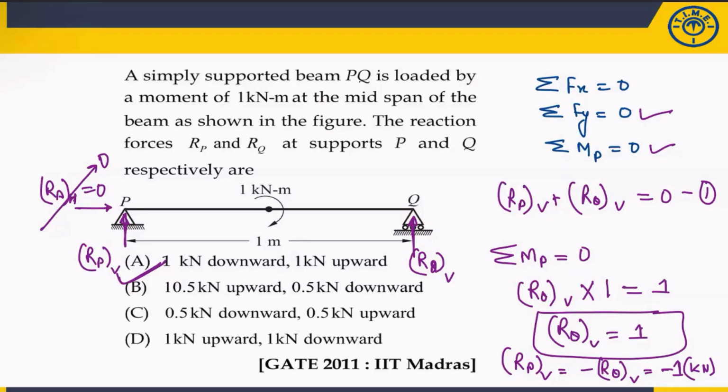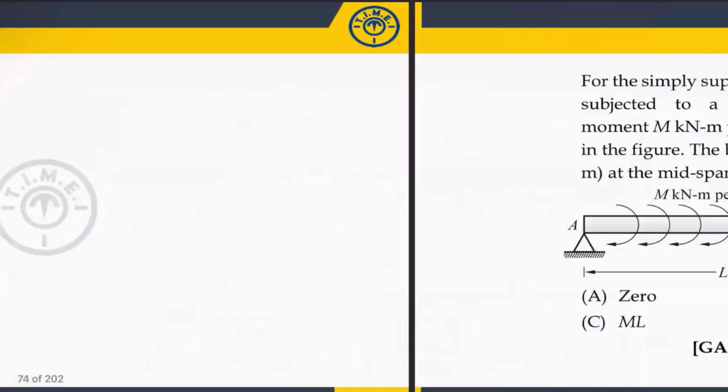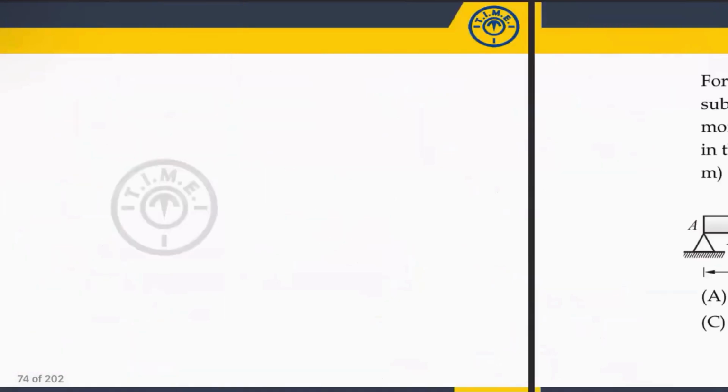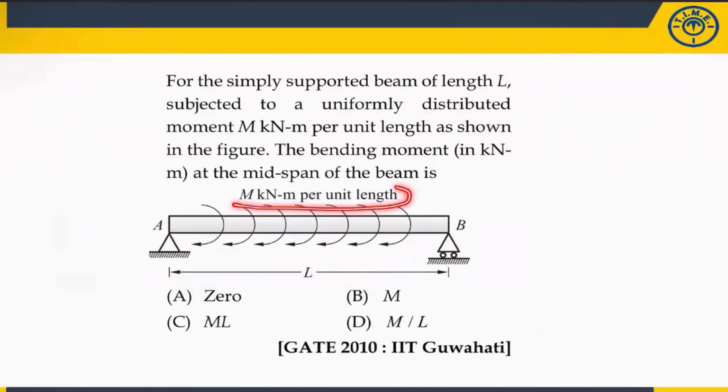Okay, so one more question, a little bit tricky. If you see this particular question, they have given the moment. Now one more question I'm discussing, they have given a uniformly distributed moment. Now you have to calculate the bending moment at midspan, that means at a distance of L by 2. But the methodology will be the same. Again, you have to use the summation of force in y direction and moment about any point will be 0.